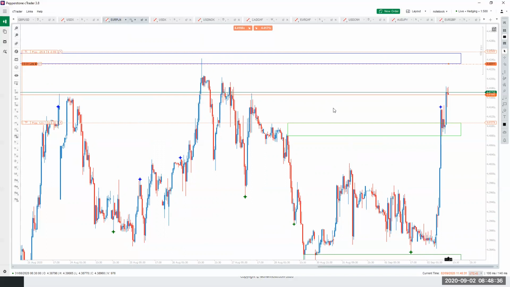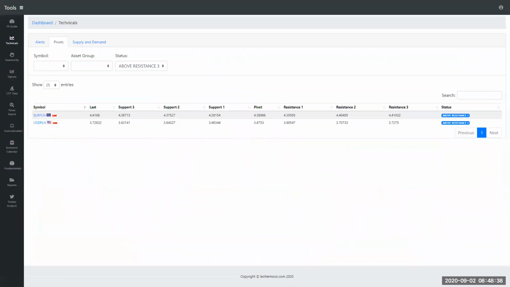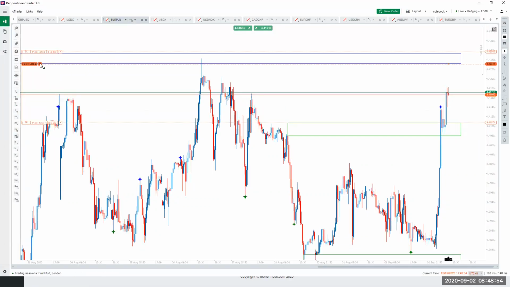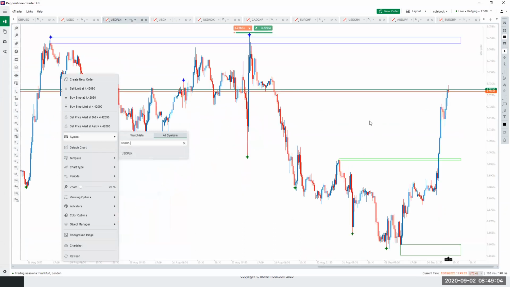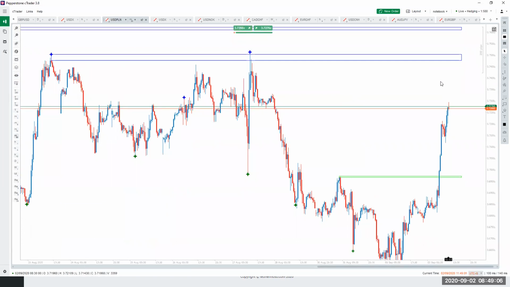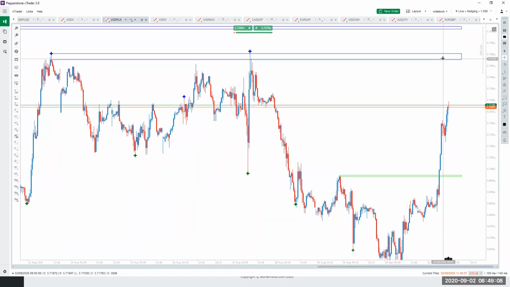Okay, so the goal of all these tools is not to provide you signals, but to provide you intelligence. So right now I know that USD PLN is above resistance 3. Okay, so let's take a look. Let me cancel this. USD PLN. It's above. So again, we are going to this supply right here.